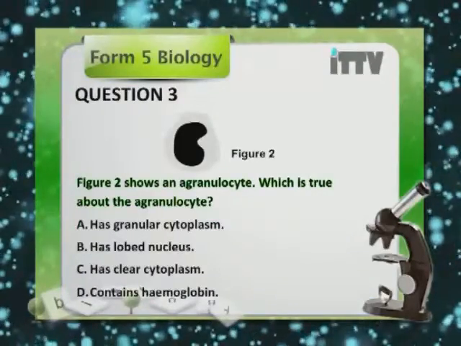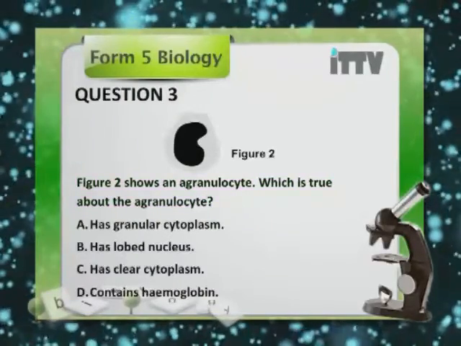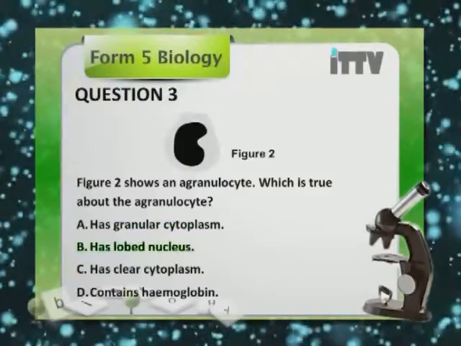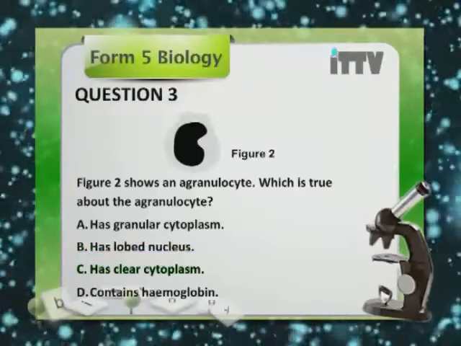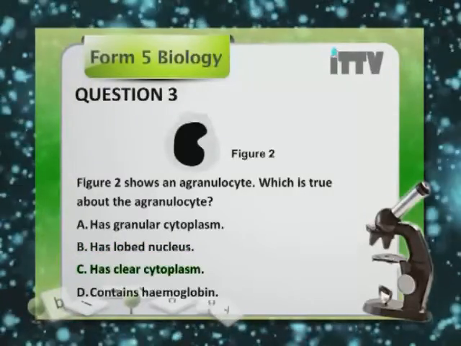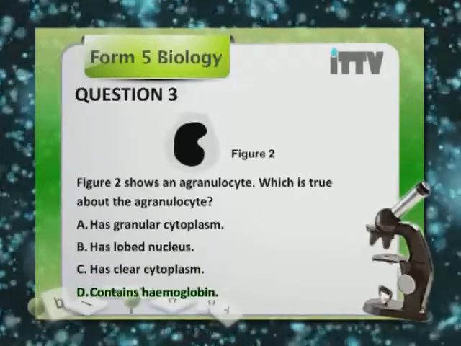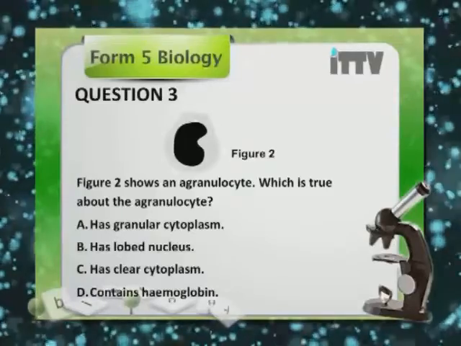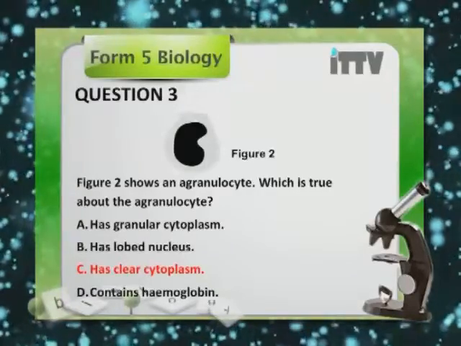Figure 2 shows an agranulocyte. Which is true about the agranulocyte? The options are A, has granular cytoplasm, B, has lobed nucleus, C, has clear cytoplasm, D, contains hemoglobin. The answer is C, has a clear cytoplasm.